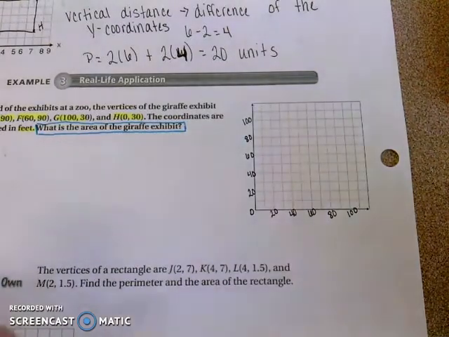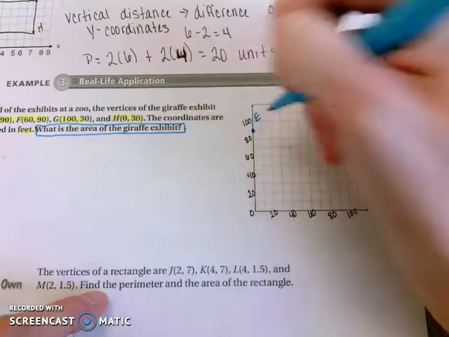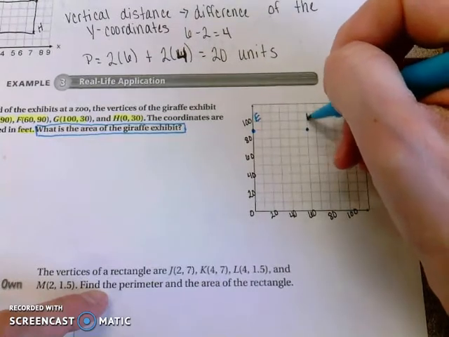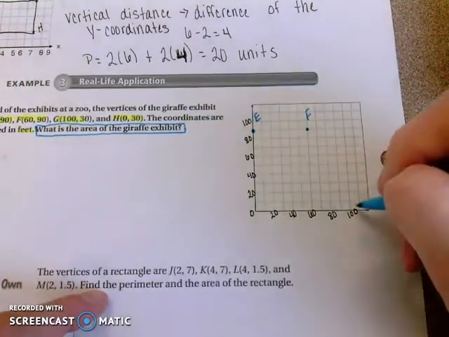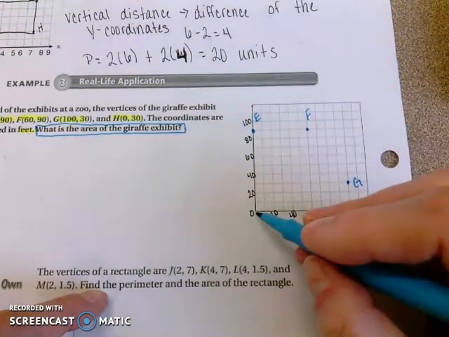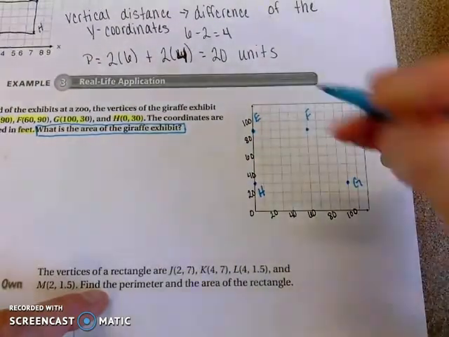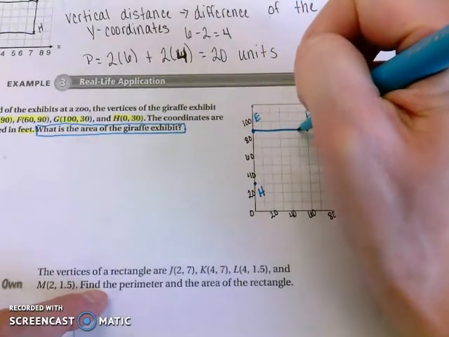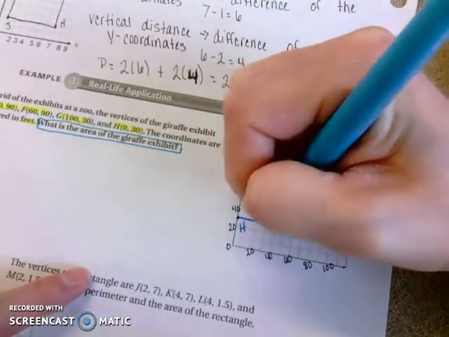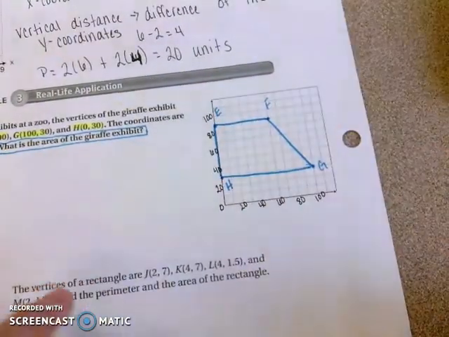So E is 0, 90. So here's my 0. I'm going to go up to 90. That's my E. The F is 60, 90. G is 100, then up to 30. And then H, we're starting at 0, and we go up to 30. All right, now we're going to go ahead and connect our dots. So I'm going to start with E, connect that to F, and then F to G, and G to H, and then H back up to E to close it up.